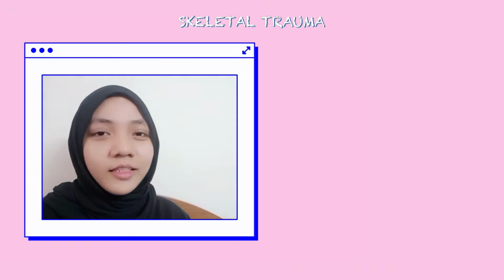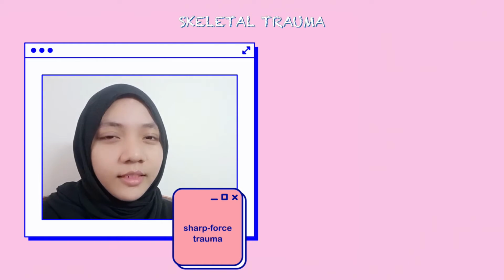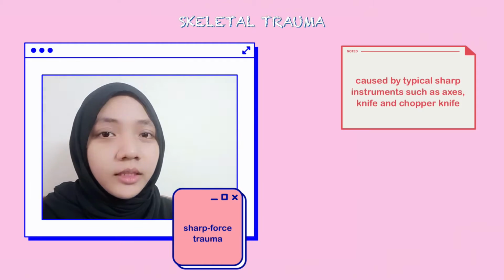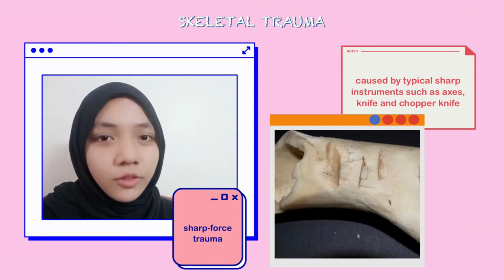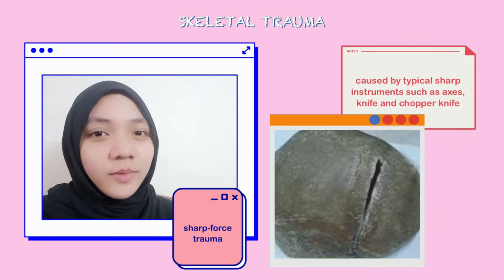The third one is sharp force trauma. Sharp trauma is typically characterized by a straight, neat, and clean edge line. It is caused by typical sharp instruments such as an axe, knife, and chopper knife. So these are examples caused by sharp instruments.